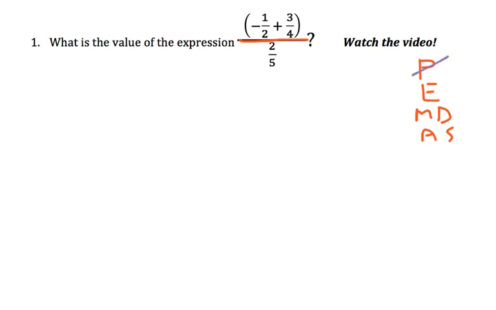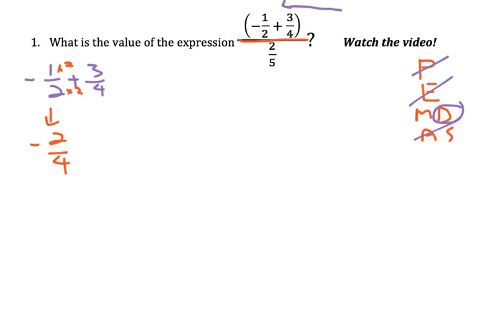We're going to start off with the parentheses. We're going to do what's inside there. And then when we're done with that, the only thing that's going to be left is a division problem, which I'll go over again. Alright, so let's start off with -1/2 plus 3/4. And just like the problems we were practicing on the front, I'm going to change this into -2/4. And then the problem becomes -2/4 plus 3/4.